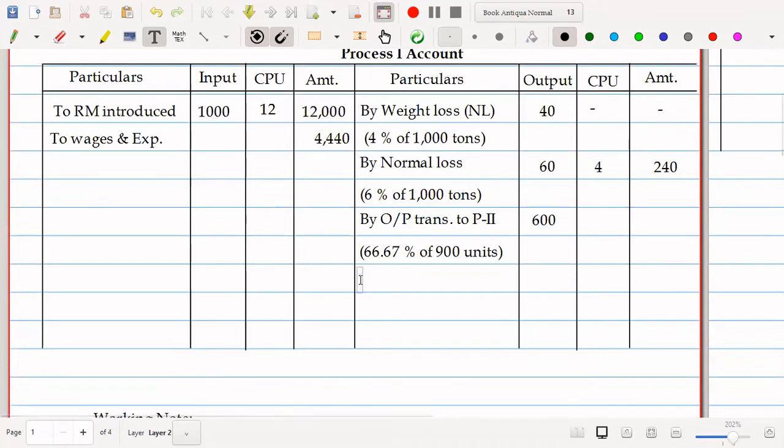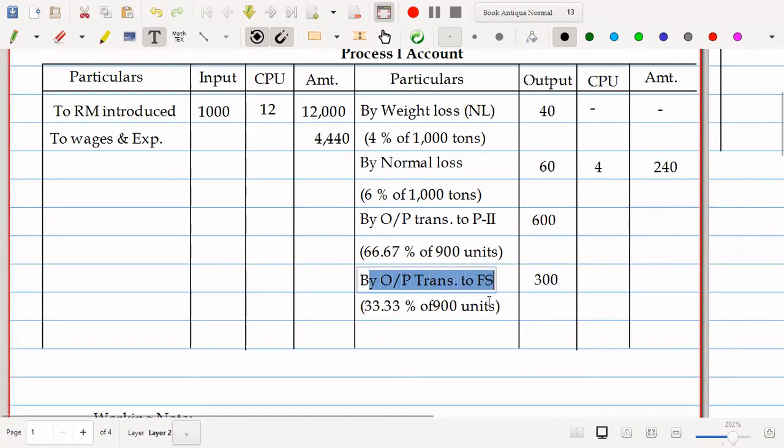In the same way, output transferred to finished stock. What's given in the problem? It's given as 33 1/3, or 33.33% of 900 units. So it comes to 300 units, 300 tons or 300 units. So this is how we calculate.